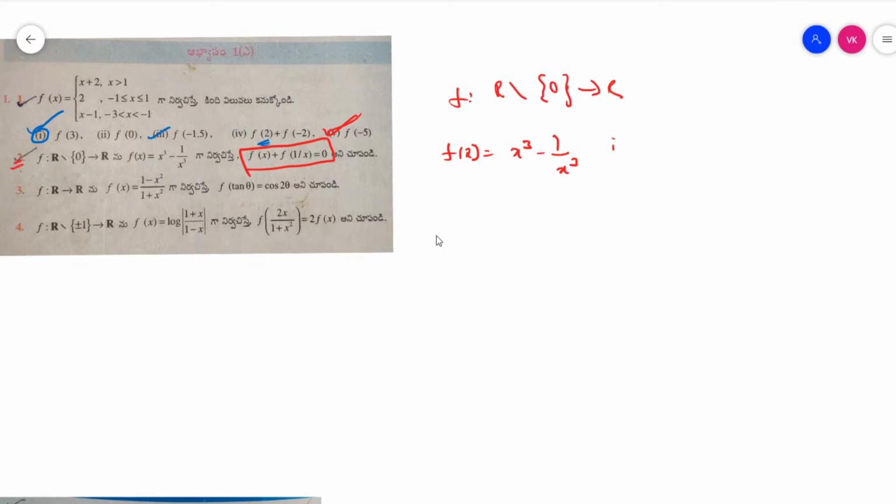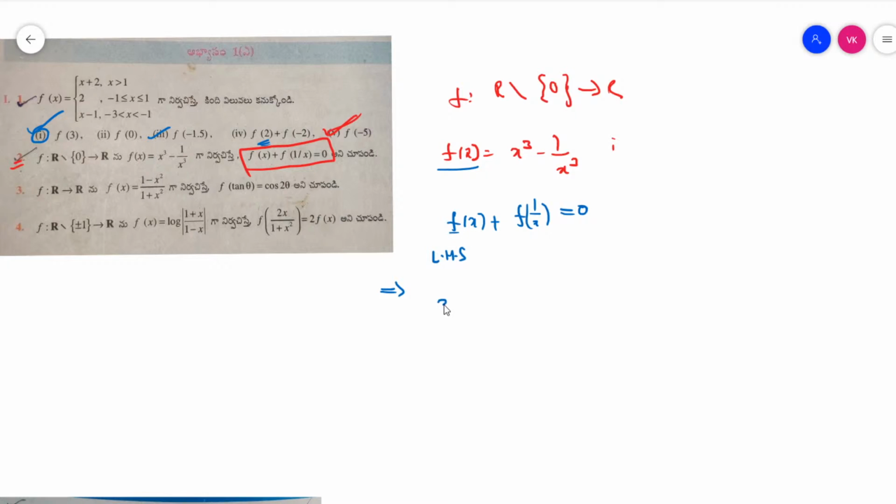So here we have to show that f of x plus f of 1 by x is equal to 0. Let's work from the left hand side, LHS. Let's find out f of x plus f of 1 by x. We know that f of x is equal to x cube minus 1 by x cube. Let's put the values in the given function.